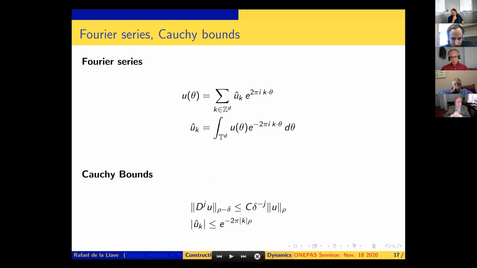If you have a function, you can write it in Fourier series and you can recover the Fourier series using the Fourier formula. And then there is something that I will use quite a lot, which is the Cauchy bounds: you can estimate the size of a function in a slightly smaller domain. Remember that this index tells you more or less the size of the domain. If you lose a little bit of domain, if you make the domain slightly smaller, then you can estimate the bounds by the derivatives, etc.